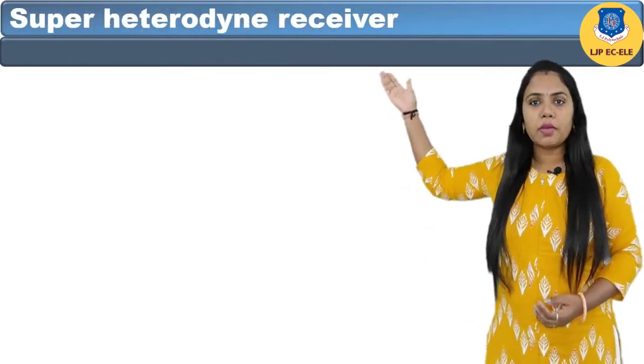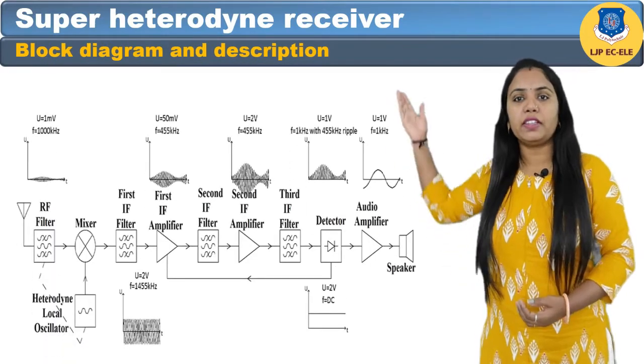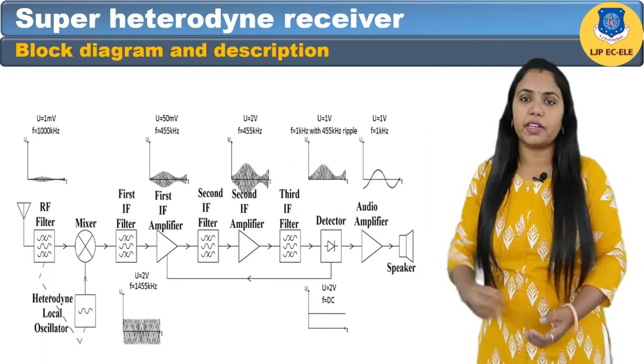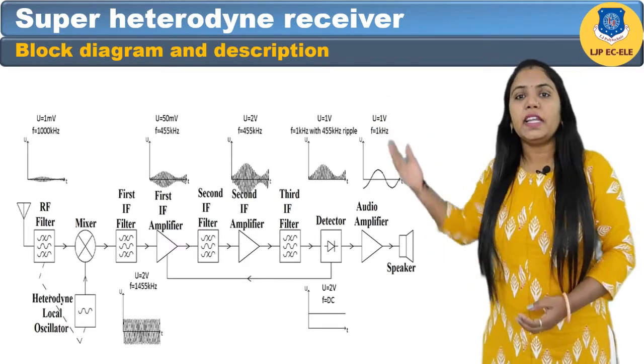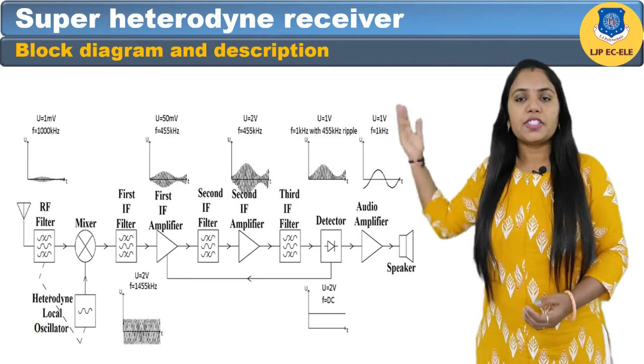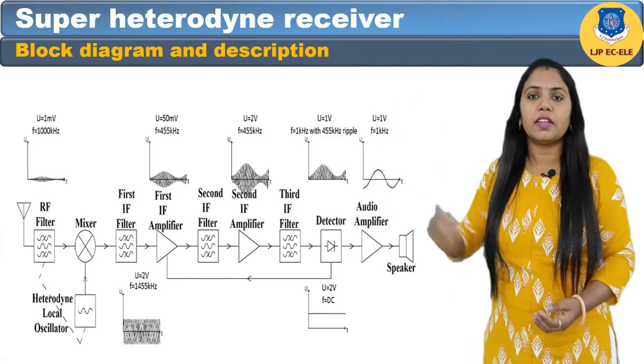Now, block diagram of super heterodyne receiver. To understand how it works, let's take a look at the super heterodyne AM receiver block diagram, which is shown in the diagram. As you can see in the block diagram, it has 11 different stages. Each stage has a specific function which is explained below.